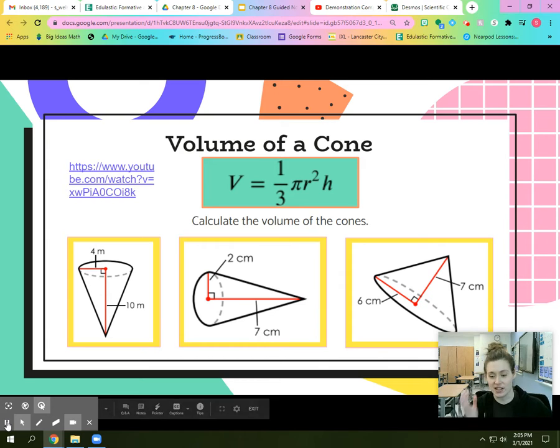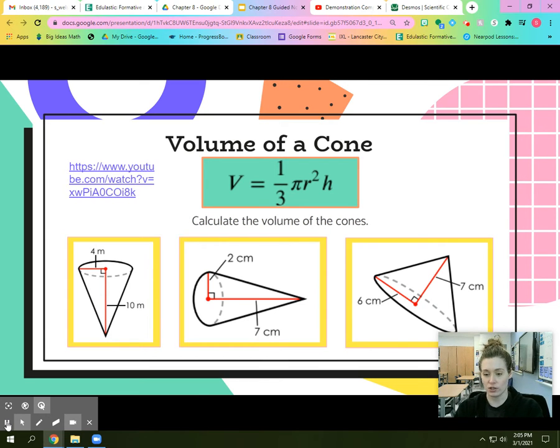Okay, so we watched the video and we saw that it took 3 cones of the same height and radius to fill one cylinder. So we could say that a cone is 1/3 the volume of a cylinder with the same dimensions.